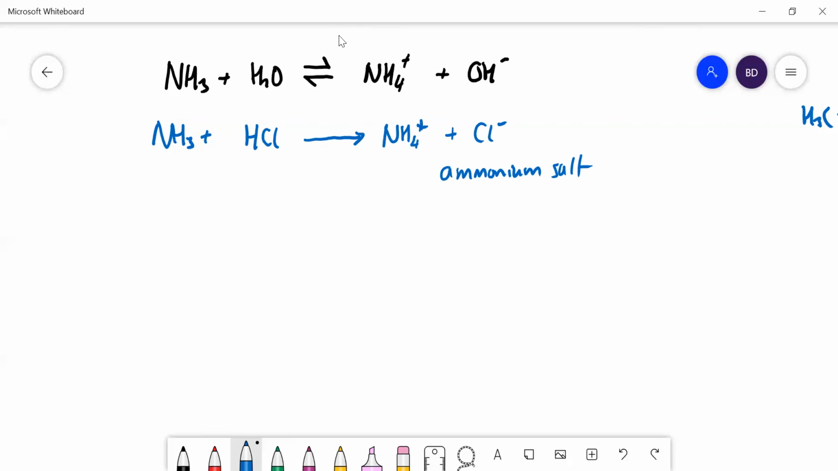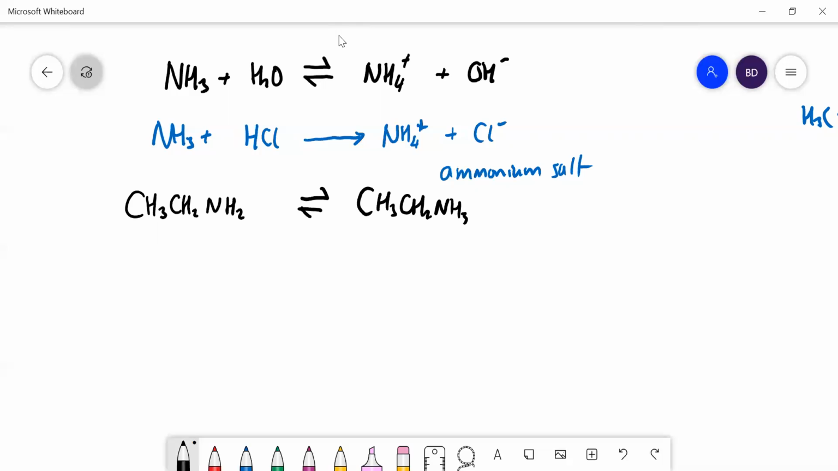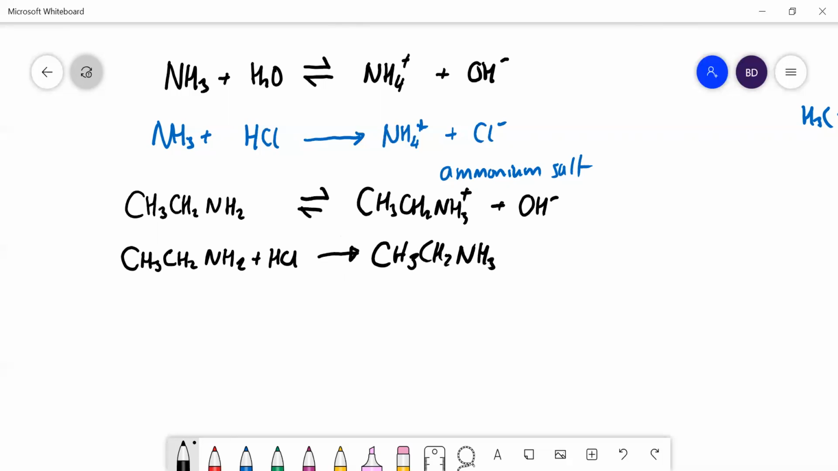Now the same thing happens with amines. Let's take a primary amine, ethylamine. You'll get an equilibrium reaction going on with water there. A small amount of it will form CH3CH2NH3+, so a little bit of it will react. But if you add some acid to ethylamine, then you'll protonate it, and you'll form CH3CH2NH3+. Sorry, not an equilibrium sign there, it's just close to completion.